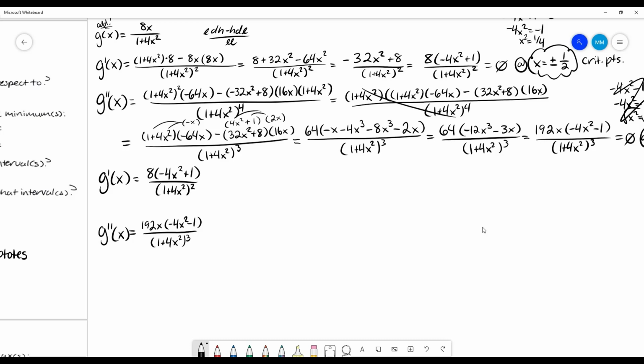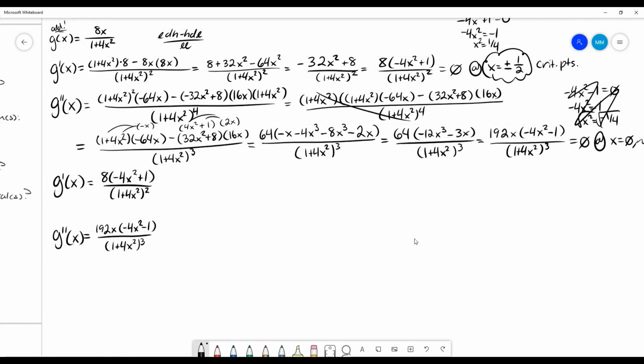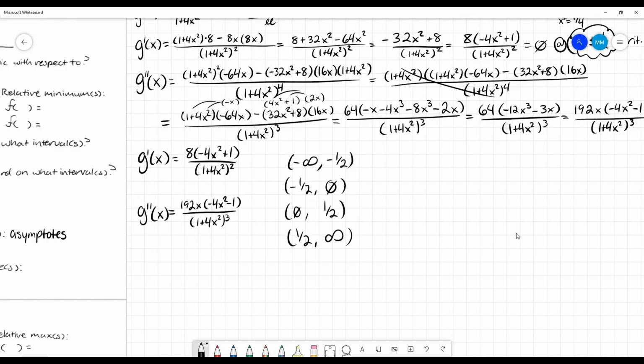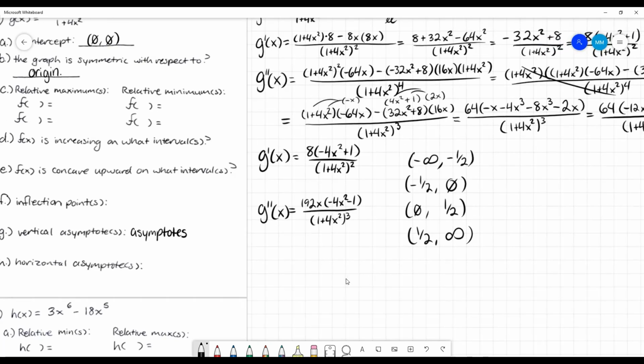Okay. And then our critical points and our inflection point is at 0. So our intervals are going to be negative infinity up to negative 1/2, -1/2 up to that inflection point of 0, 0 up to +1/2, and then 1/2 up to infinity.